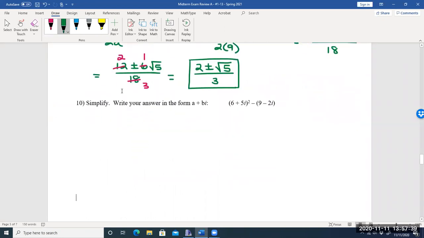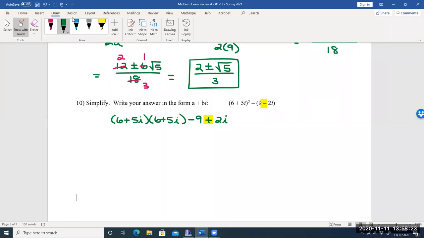Okay, number 10. So number 10, we've got the square of a complex number minus a complex number. When we square a complex number, we write it twice and we FOIL. When you subtract, just be careful. Remember that you are subtracting both the 9 and the negative 2i. When you subtract a negative 2i, you get a positive 2i. So just be careful with that. Usually students have no trouble subtracting the 9, they just forget to change the sign of the imaginary number inside the parentheses.